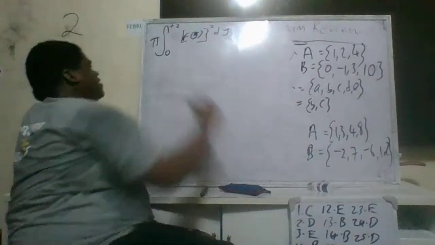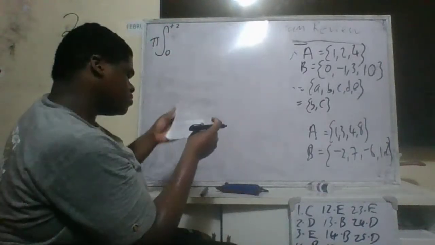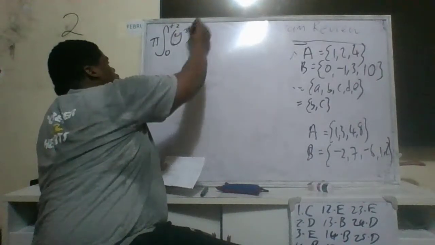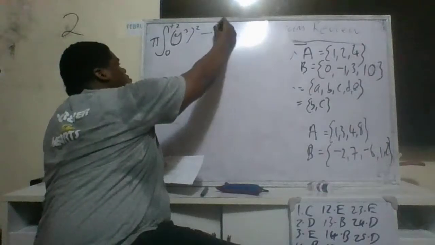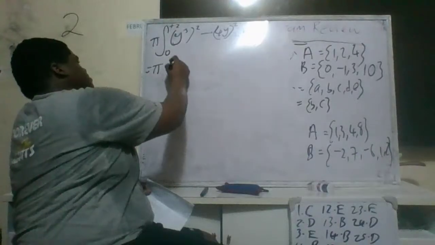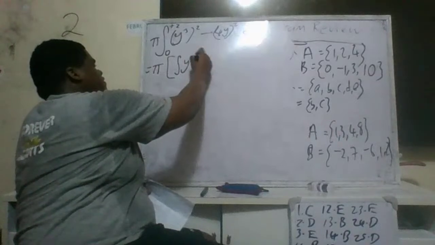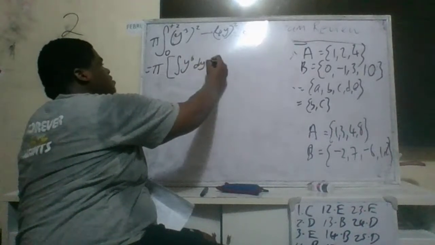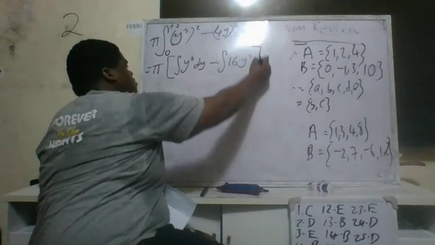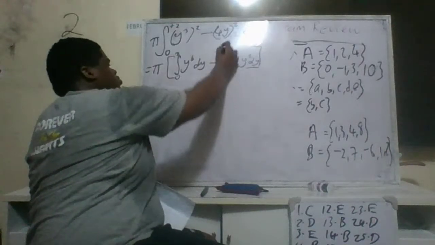This part is a constant, so you can bring it out as pi. So you have f of y squared. Now what's f of y? They say f of y is equal to y cubed minus 4y. So we have (y cubed) all squared minus (4y) all squared with respect to y. So this is equal to pi times the integral of y to the power of 6 dy minus the integral of 16y squared dy, from 0 to 2.